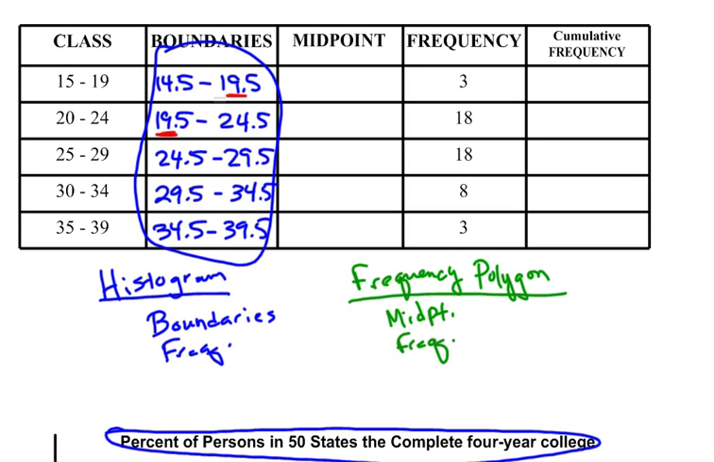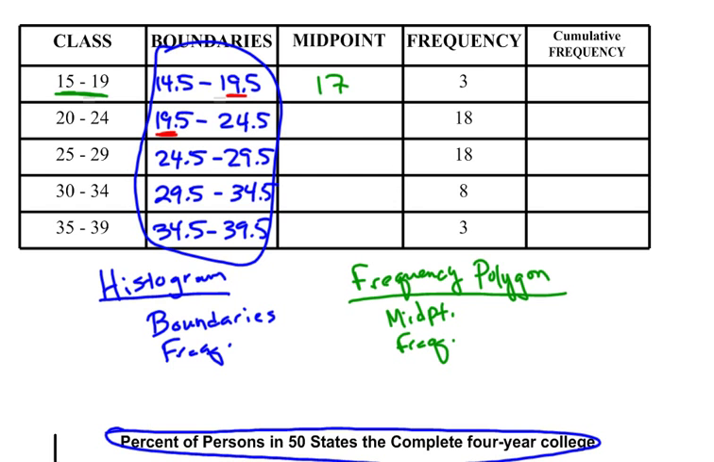Okay, so again, it's very important that we just identify what values we're going to need with each type of different graph that we do. We're still talking about the same information, we're just going to use different values. So we need to come up with the midpoint of each class. Remember, we find the midpoint by adding the two values, 15 and 19, dividing that by 2. And the midpoint in that case, 15 plus 19 is 34. 34 divided by 2 is 17.